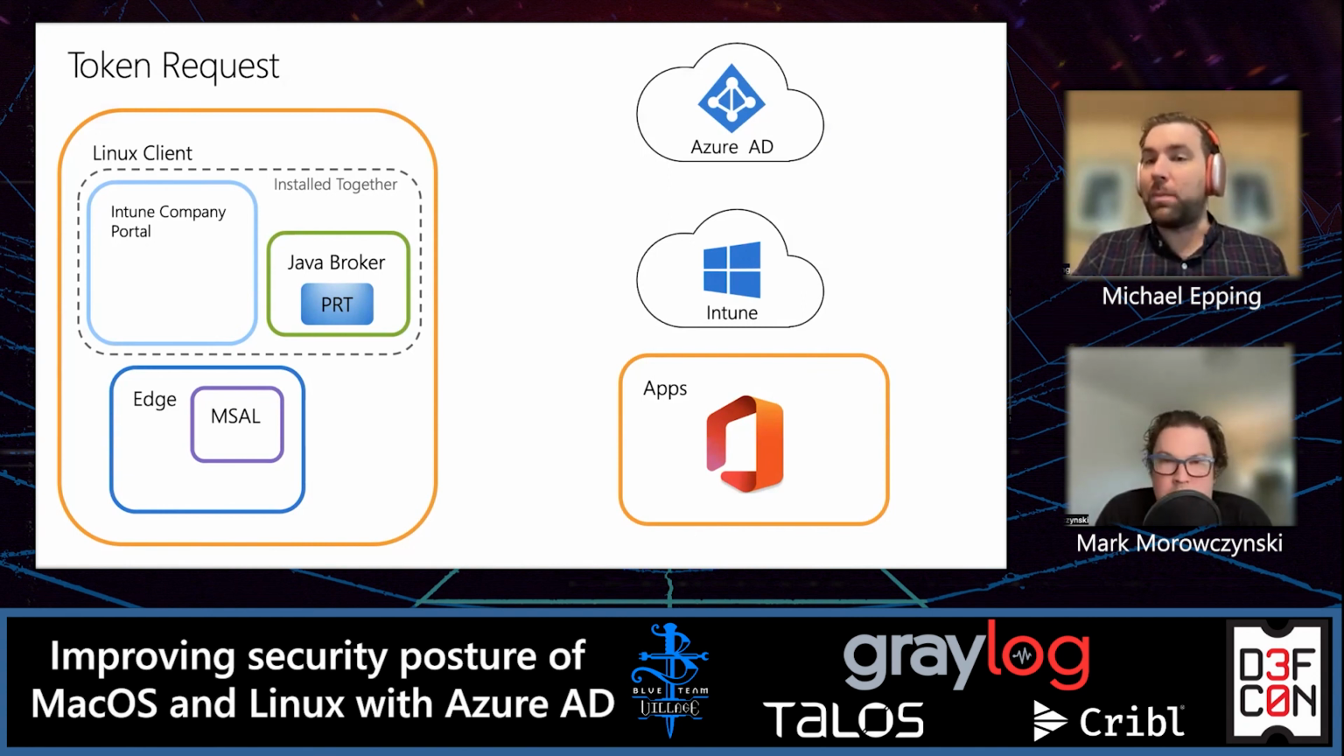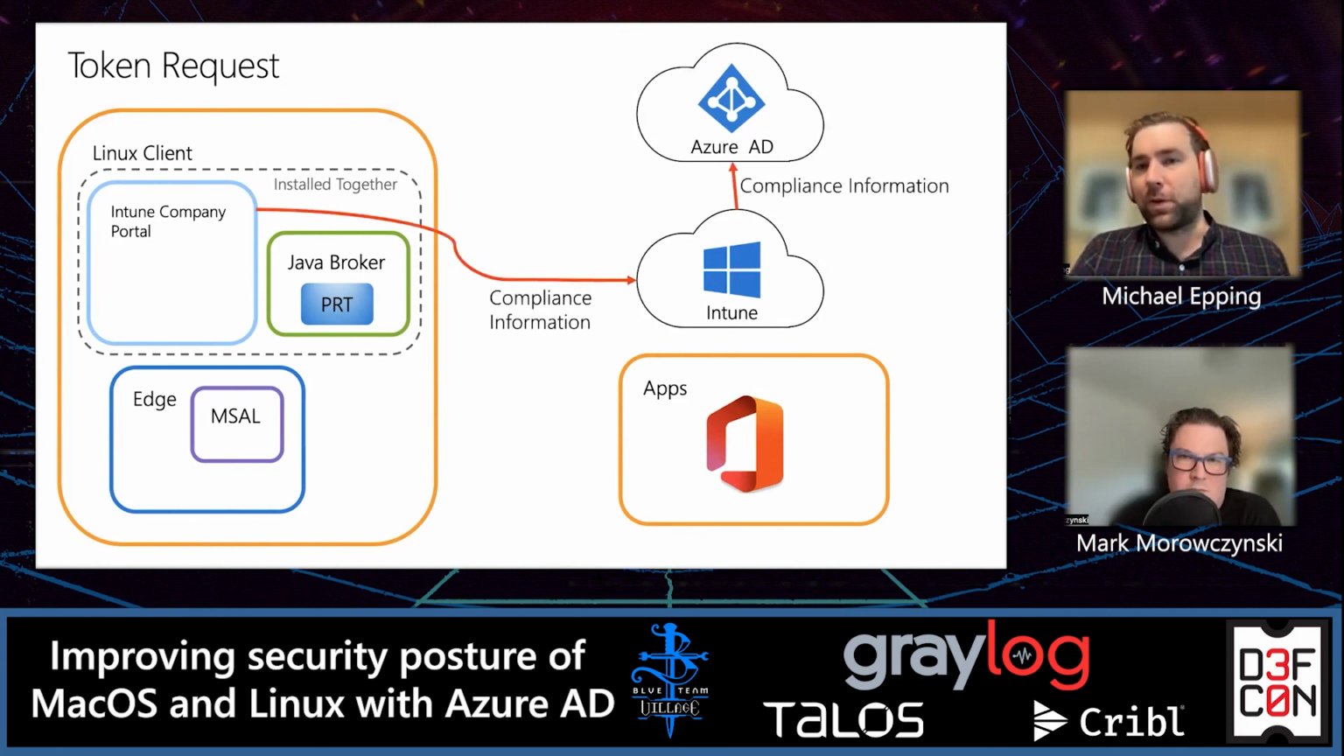So on macOS, where Apple gave us an OS level redirection capability, we don't have something similar on Linux. So on Linux, any app that we want to participate in SSO and use that PRT and pass those conditional access policies needs to have MSAL built into it. So we've worked with the Edge team to do this on the Edge for Linux build.